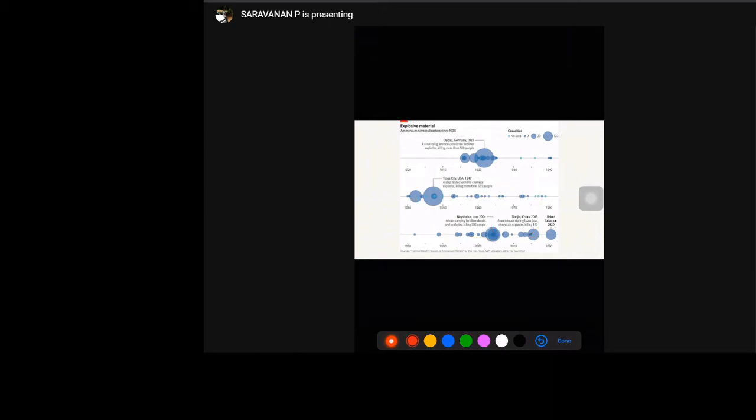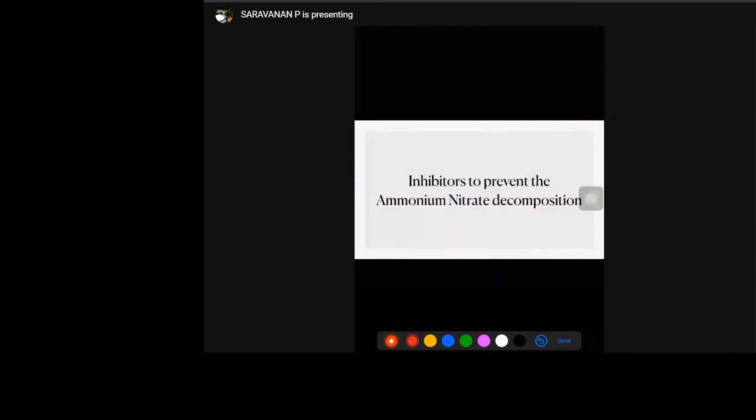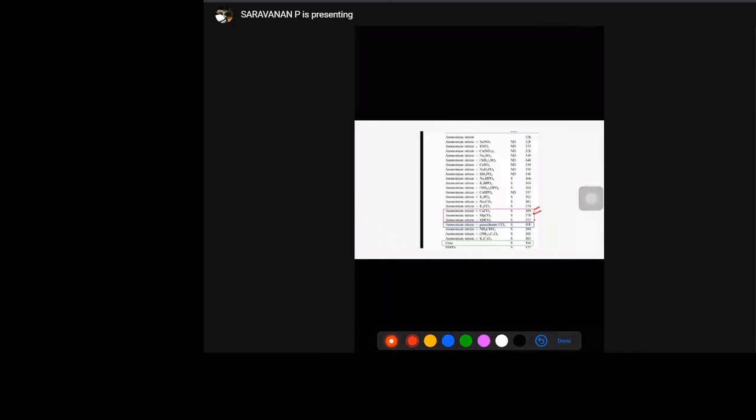And the next one is the inhibitors to prevent ammonium nitrate decomposition. I think this is the crux of this seminar. Particularly, I want to emphasize the European Union Commission's regulations about the storage of ammonium nitrate. If you add these inhibitors along with your ammonium nitrate, just look at the diagram, we may increase the detonation temperature.